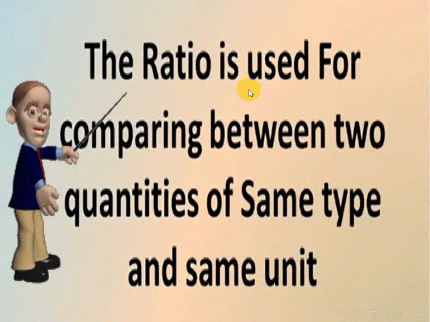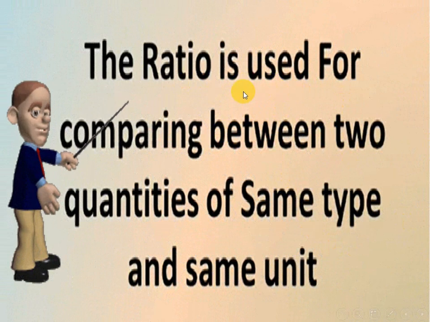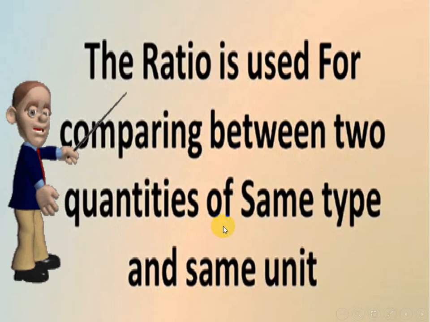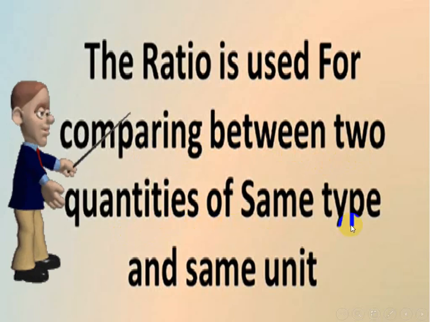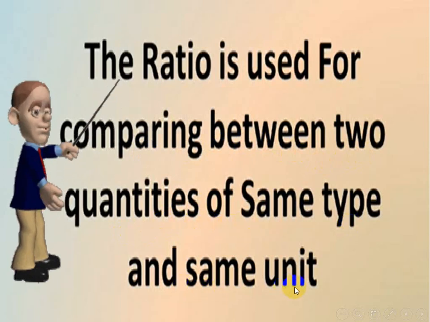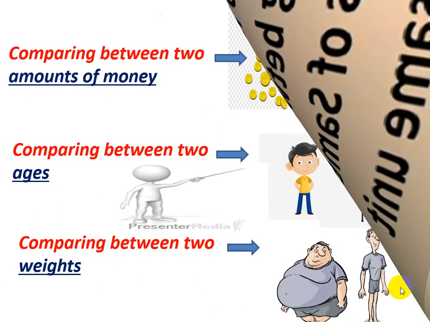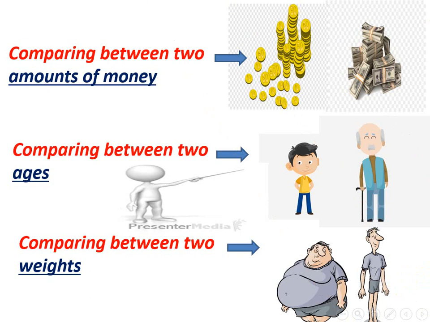The ratio is a method used for comparing between two quantities or two numbers of the same type and the same units. The ratio is used for comparing between two numbers. When I compare between two numbers, then I make a ratio.